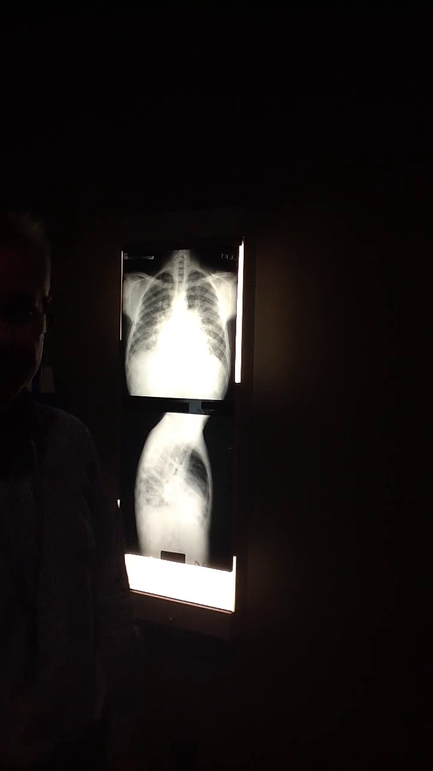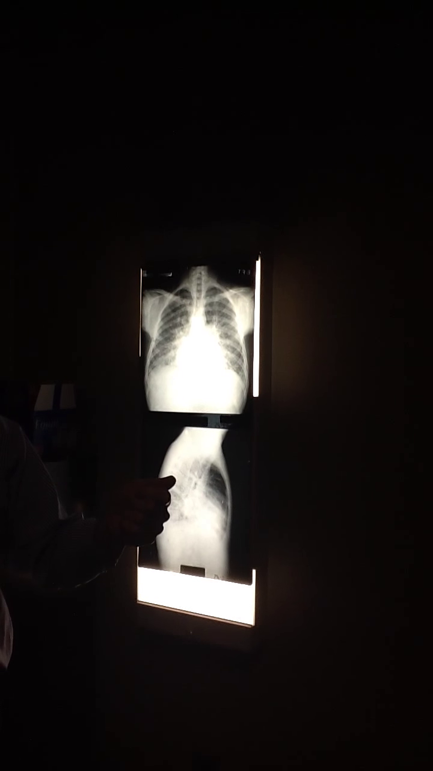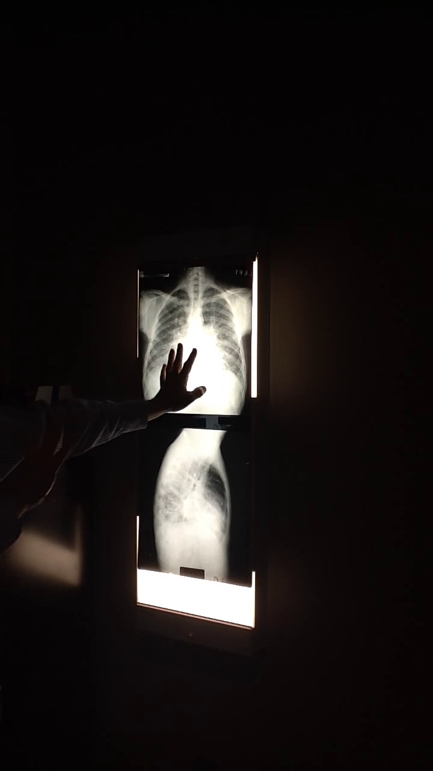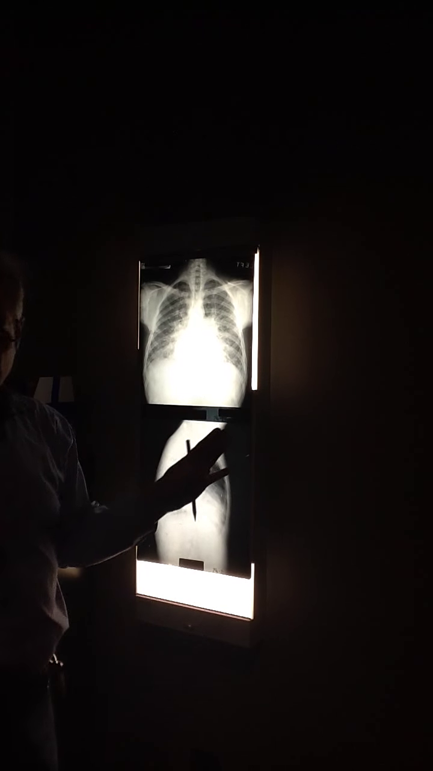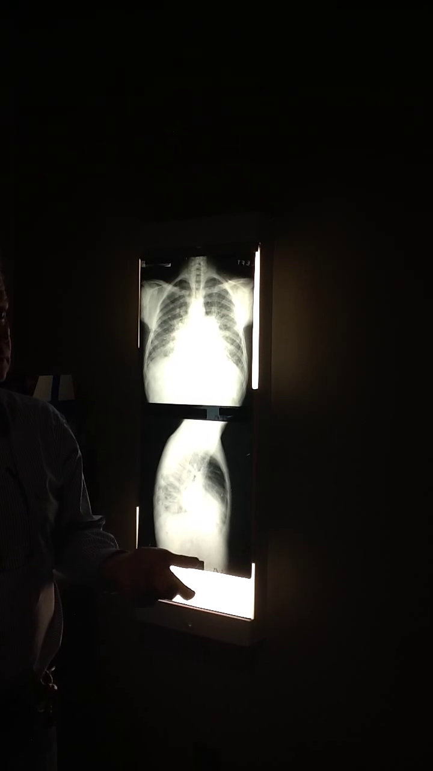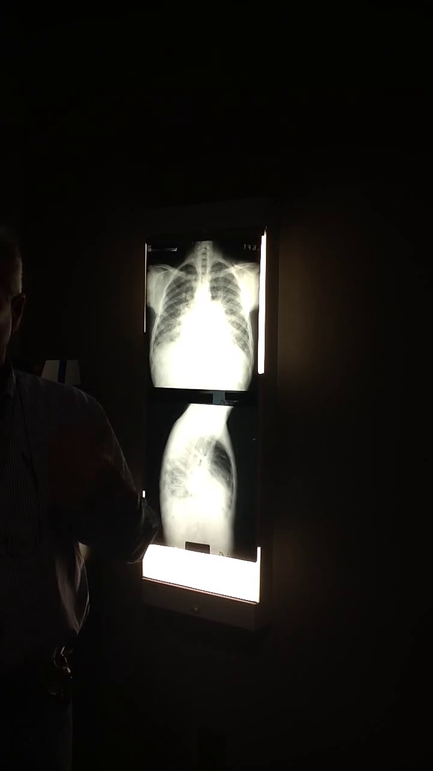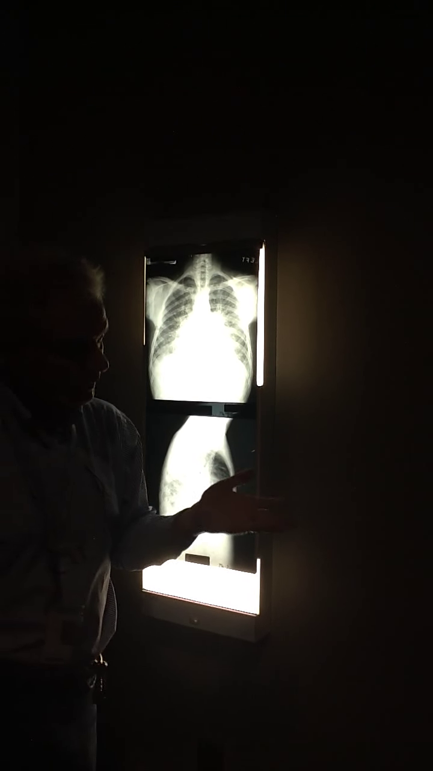Would you call this one reticulonodular? Yeah. Mm-hmm. And the difference is, if you remember the butterfly shadow, this is just before it's a butterfly. That's all it is. This is basically the same area as the butterfly shadow, but it's interstitial instead of airspace. That's the difference. Both are pulmonary edema patterns. Interstitial is first, airspace is second. Okay? That's it.